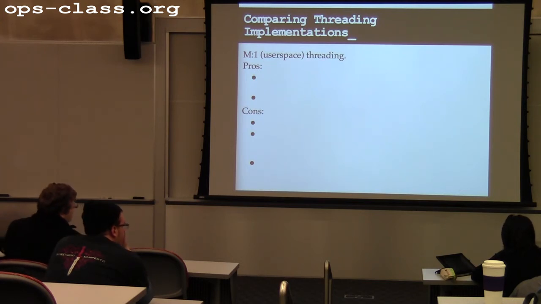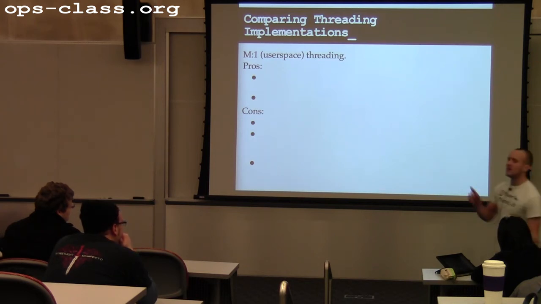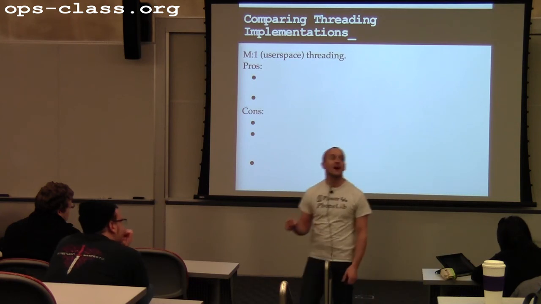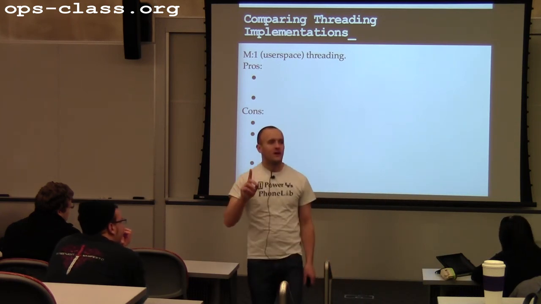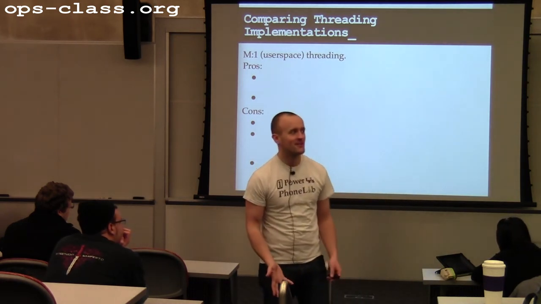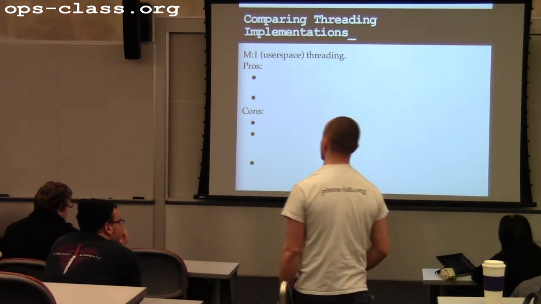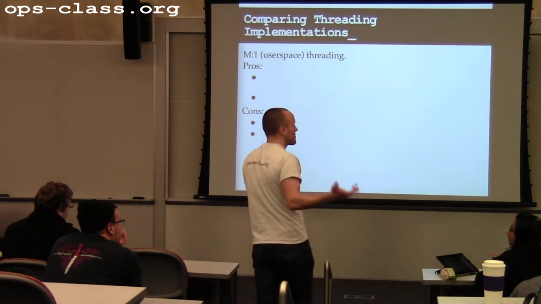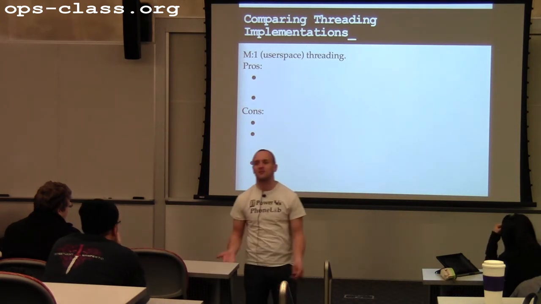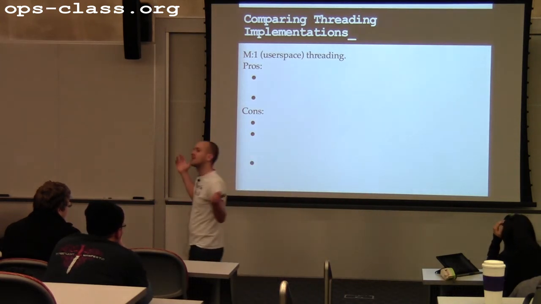Okay, what about cons? What's a problem here? Yeah. I was just thinking there's probably not a way to truly kernelize. Yeah, that's a great point. So how many threads does the kernel think the process has? Let's say I have a 4-core machine. Will this process ever run on multiple cores at the same time? No, because the kernel doesn't know there are more than one thread, right? The kernel would have to schedule it across multiple cores. The kernel has no clue, right?